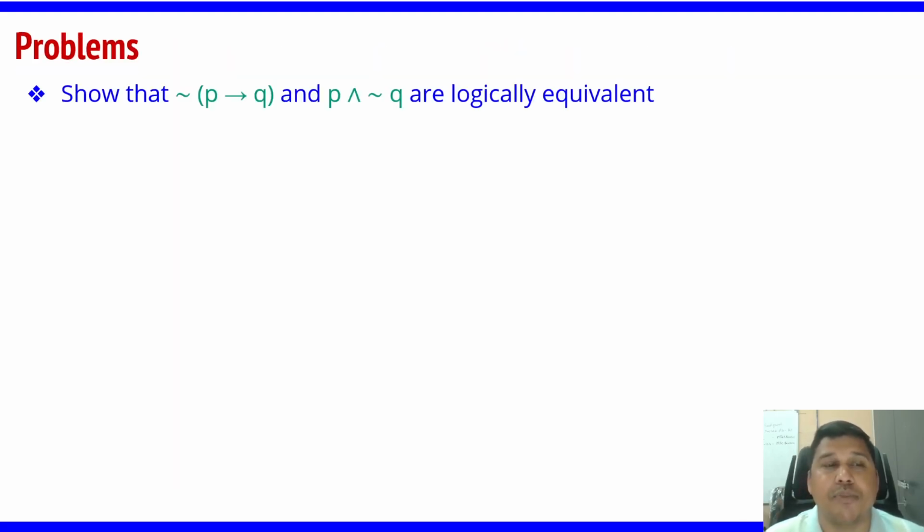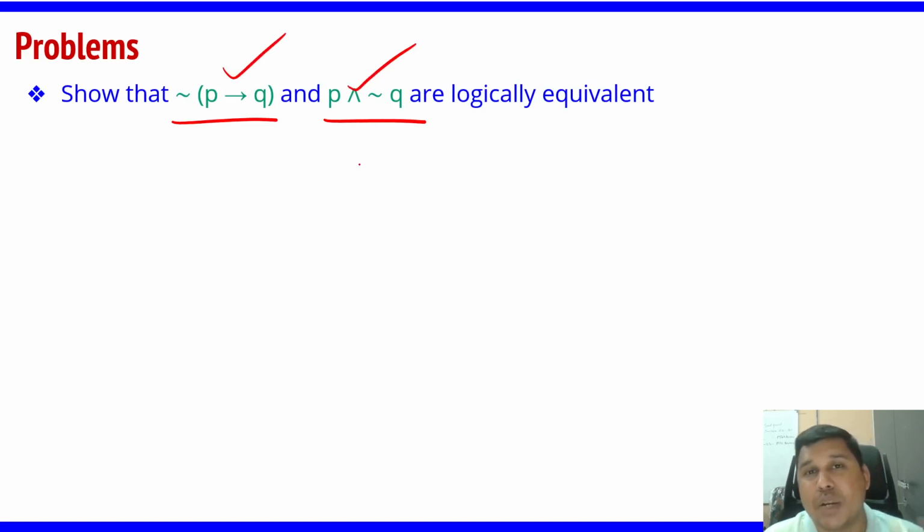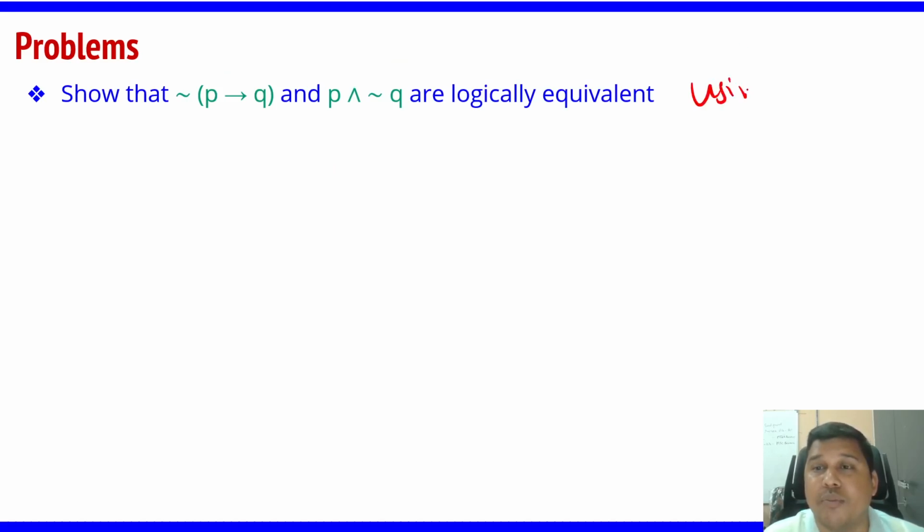Let us see a problem. They are asking: show that negation of (P implies Q) and (P and negation Q) are logically equivalent. We can do this using a truth table. You construct a truth table for each, and observe the output of both tables. If both are the same, we say they are logically equivalent. But let's try to solve it using laws, without using tables.